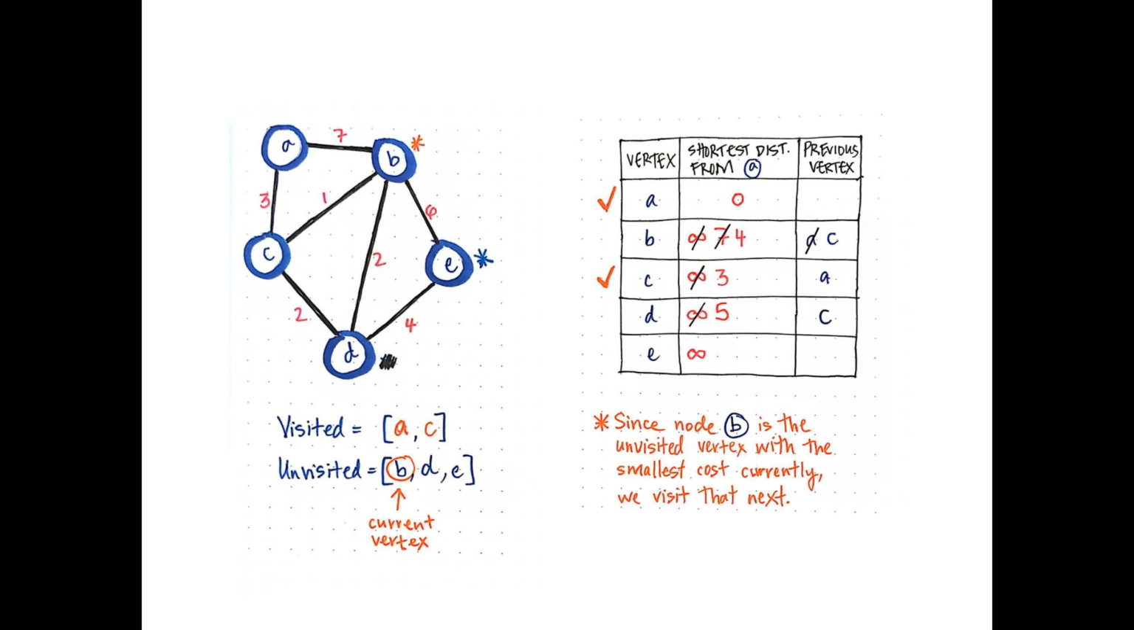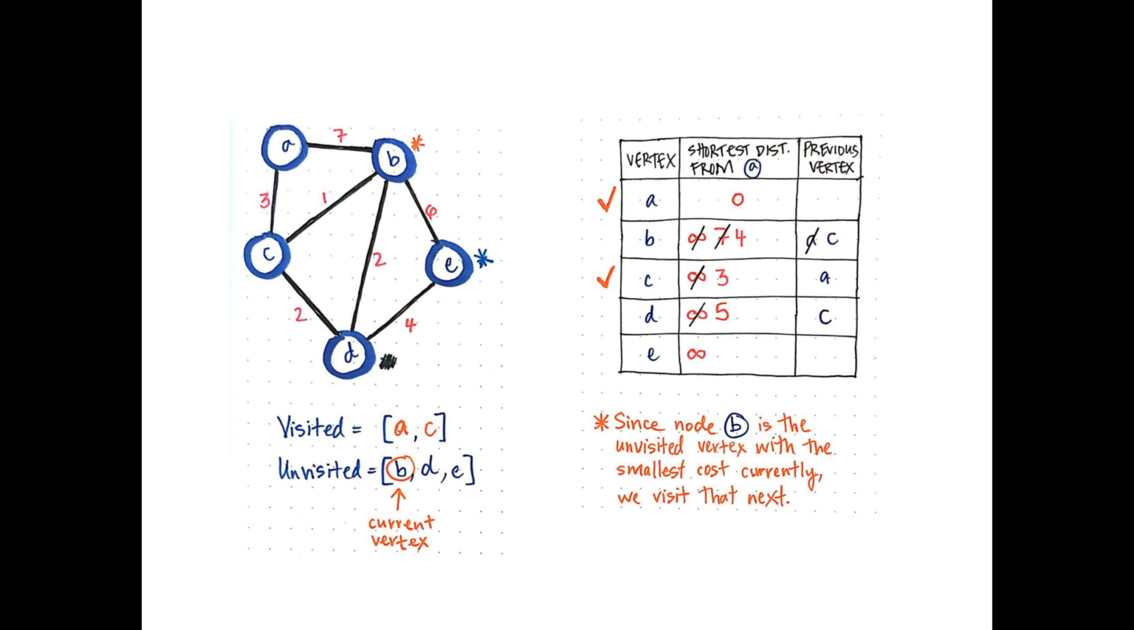Once you've visited C, you can see that you can now get to B quicker than if you go directly through A, right? Because A to B is 7, but if you go via C, we can get there with the value 4. It basically has a shorter path. Even though you're taking more hops, you get there faster. And then you replace that with 4, with the previous vertex updated to C, and so on.